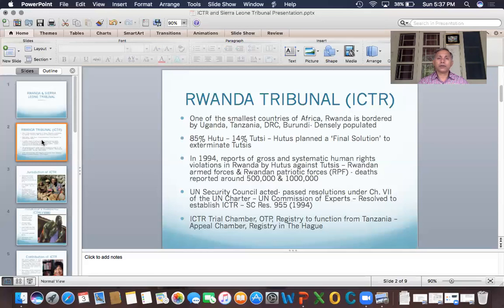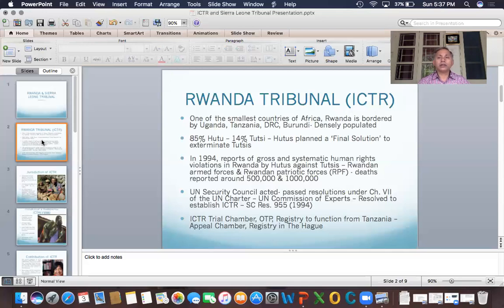In this case, the Security Council wanted to prosecute those responsible for serious violations of international humanitarian law, which would ultimately threaten international peace and security. The Security Council passed a resolution under Chapter 7 of the UN Charter. First of all, it sent a United Nations Commission of Experts. Finally, after the reports came from the Commission of Experts, it resolved to establish the International Criminal Tribunal for Rwanda, by Security Council Resolution 955 of 1994.